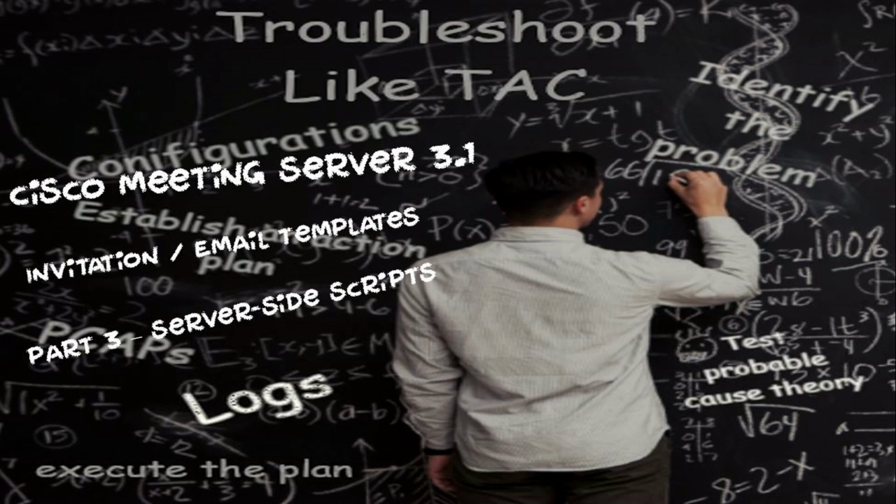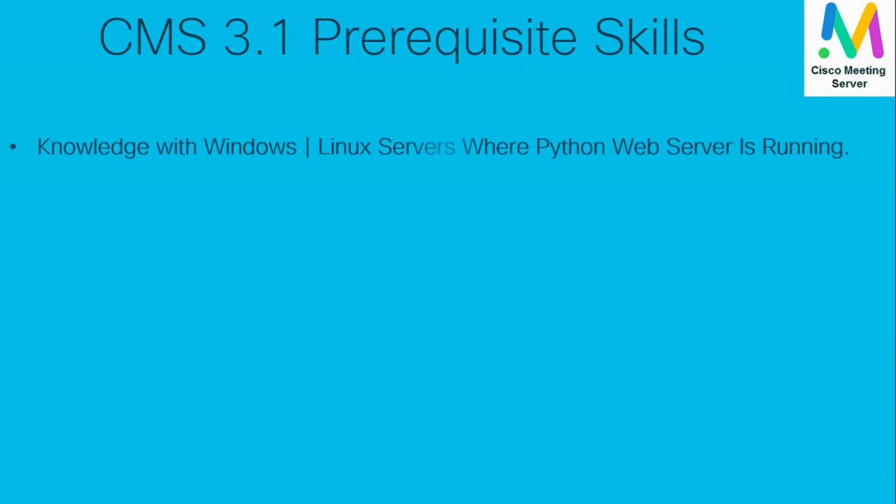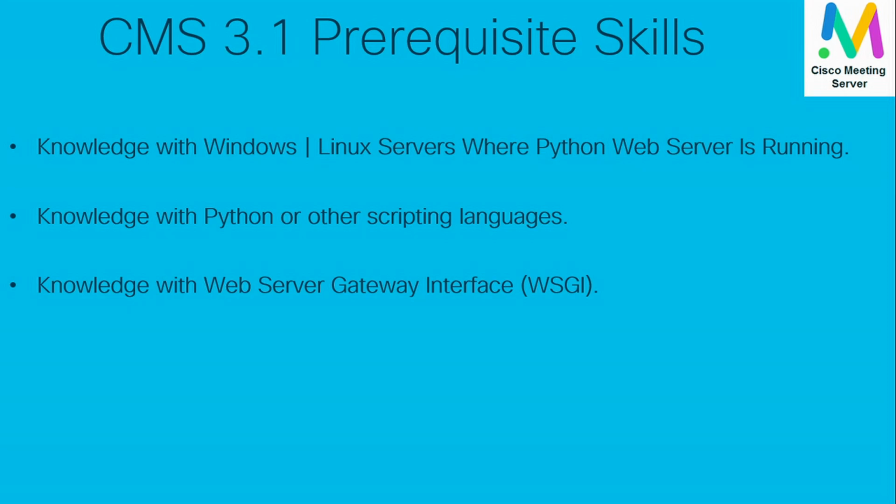So let's go on and look at some of the requirements for this particular demonstration. First, you have to have a knowledge of Windows/Linux servers where the Python web server is going to be running. You also have to have some knowledge of Python or other scripting languages. You also have to have knowledge of Web Server Gateway Interfaces, or WSGI. Knowledge of CMS and CMM 3.1 branding templates is required.